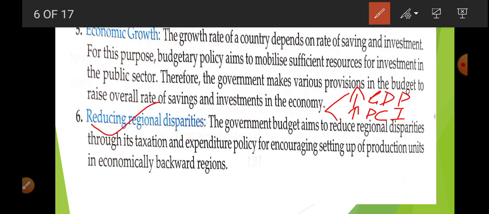Now, reducing regional disparity. Regional disparity means, if you talk about Bangalore, Gurgaon, Delhi, these are metropolitan cities, and if you compare their condition with Bihar, UP, they are quite good. So this disparity should be reduced. So that is another aim. Growth for all. Okay. This is another aim.